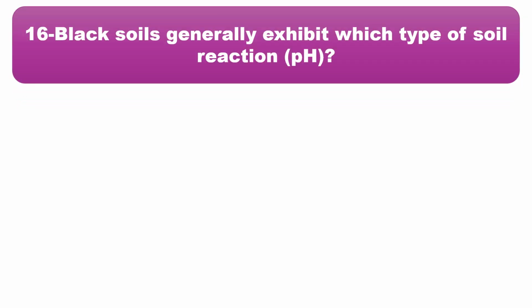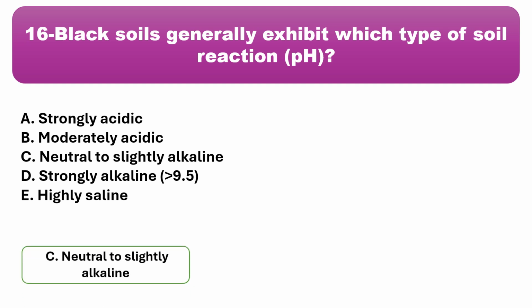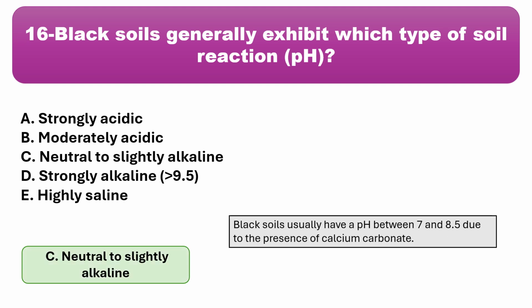Next question. Black soils generally exhibit which type of soil reaction? The options are strongly acidic, moderately acidic, option C, neutral to slightly alkaline, option D, strongly alkaline, and option E, highly saline. The correct answer here is neutral to slightly alkaline. See, the black soils usually have a pH range between 7 to 8.5 due to the presence of calcium carbonate.